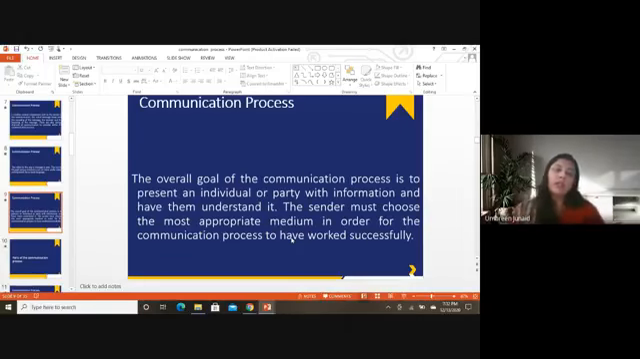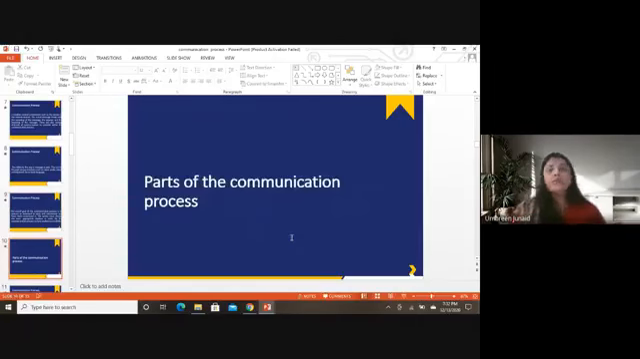Again, this has all been discussed earlier as well, that the sole purpose of this whole communication process is that the person who is sending the message wants that message to be received on the other end 100%. And for that purpose, what he or she does is select the best possible medium and try to control the noise so that the message is conveyed properly. Parts of the communication process.